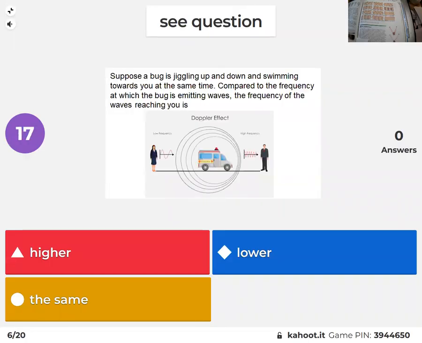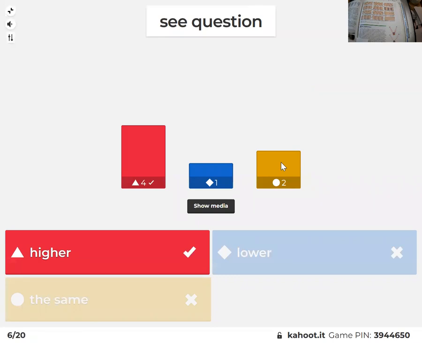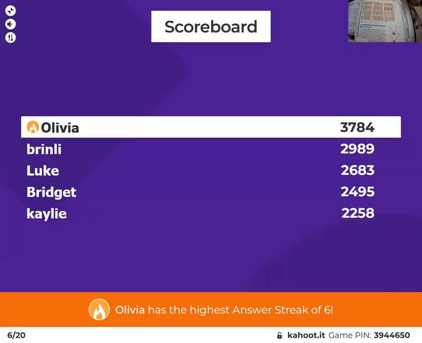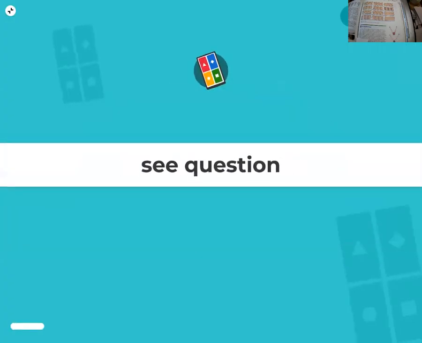A bug is jiggling up and down and swimming towards you at the same time. Compared to the frequency that the bug is emitting waves, the frequency that the waves reach you, say this guy on the right, experiences what kind of frequency? Yeah, very high frequency. That's the Doppler effect. We did some of those exercises back before the weekend. I'll have time at the end of class today to do some more of those with you guys too. They'll show up on your quiz too.